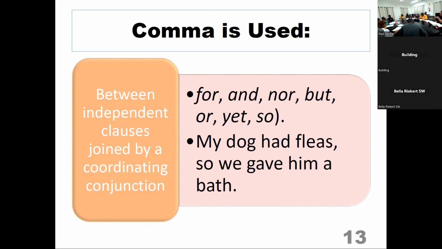You can see it's two ideas in that sentence. Although it's one sentence, there are two different phrases. First you're telling me your dog has fleas, now you're telling me what you did. So we gave him a bath. Two phrases there, and you put the comma in the middle. If you don't have that in your notes, you can jot it down, since the copies didn't copy out everything. Between independent clauses joined by a coordinating conjunction. That's what we do with the comma.